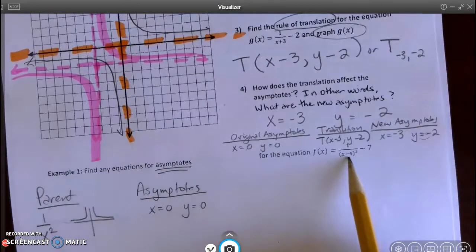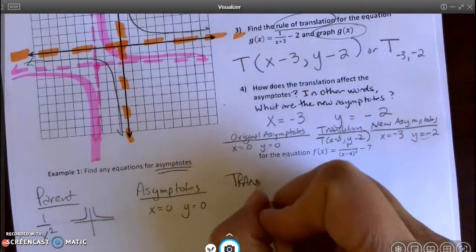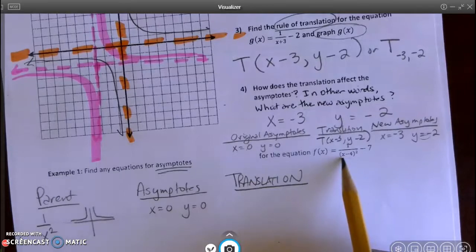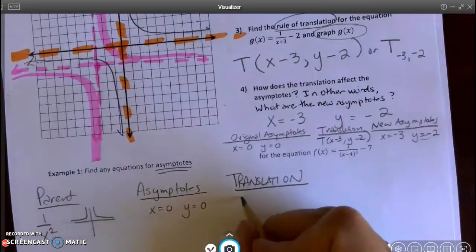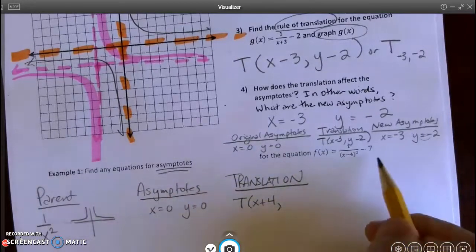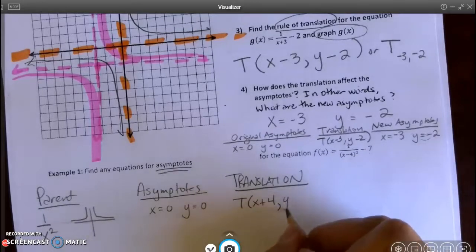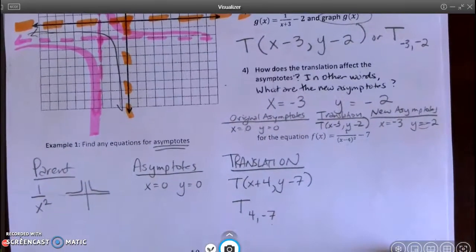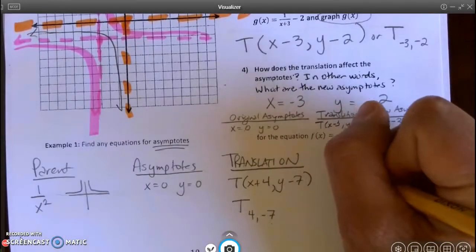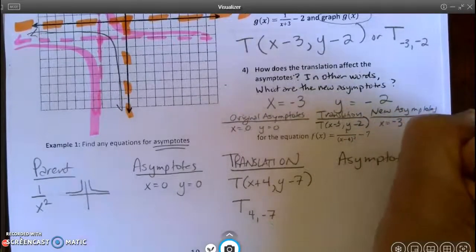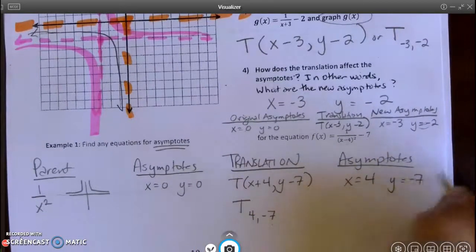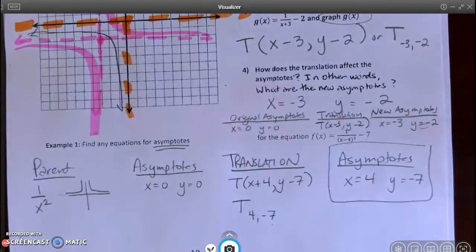Then I've got to figure out my translation. Translation, which is so important. All right, I look at my equation. X lies in the equation, so this is x - 4, so it's going to be x + 4. And -7, the y tells the truth, y - 7. I could also write it this way, with -7 as a subscript. So my new asymptotes are going to be, I'm going to add 4, so I get x equals 0 + 4, which is 4, and subtract 7, y equals -7. So there we go. Great.